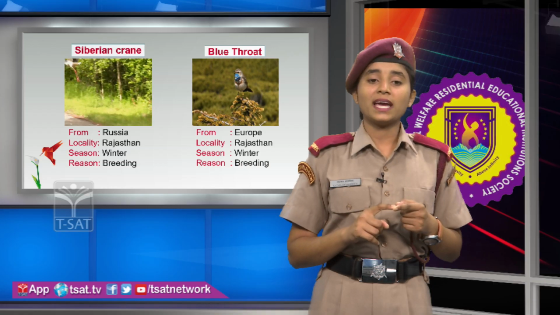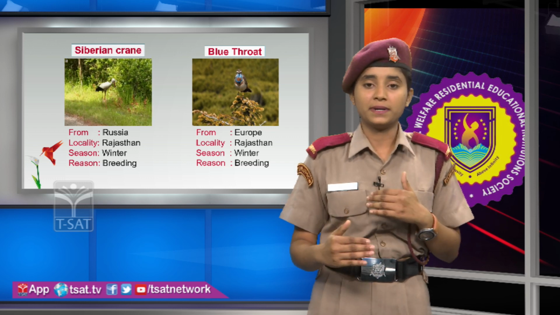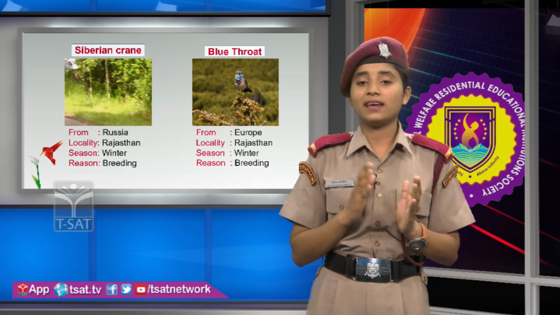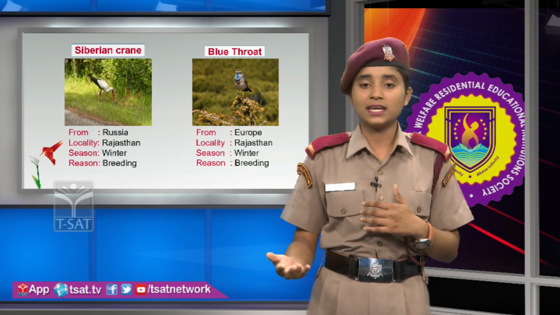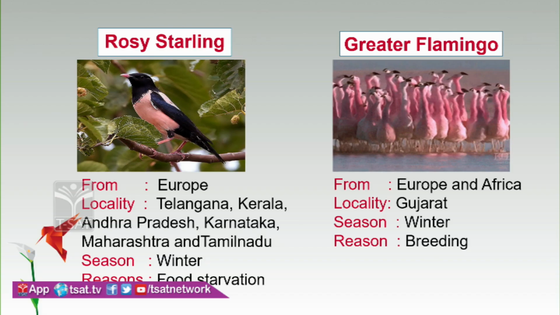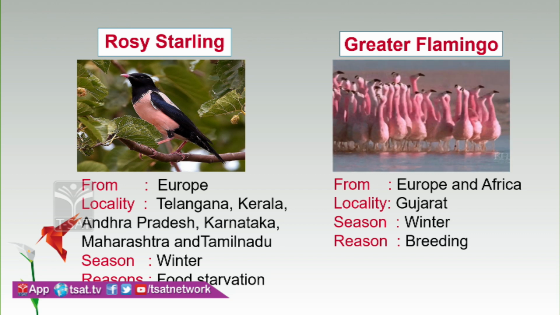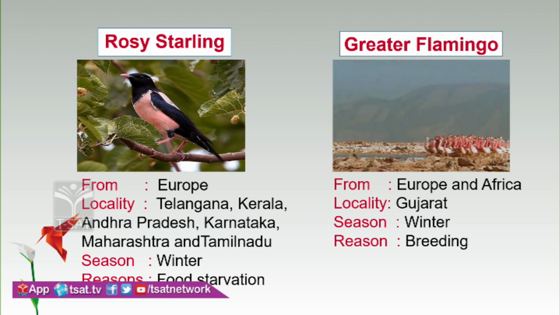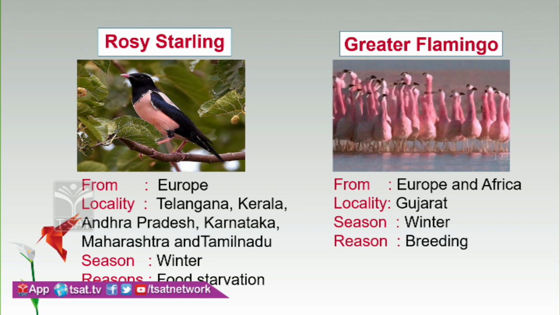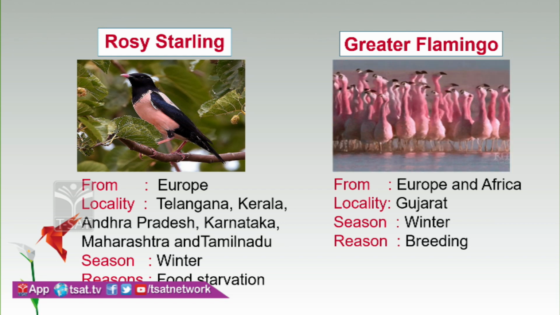The Siberian crane migrates from Russia to Rajasthan in our country in the winter season for breeding purposes. Bluethroat is a bird which migrates from Europe to Rajasthan in the winter season to increase its population. Rosy starling migrates from Europe to Telangana, Kerala, Maharashtra, Tamil Nadu, most states of our country in the winter season due to scarcity of food. Greater flamingo migrates from Europe and Africa to Gujarat in the winter season for breeding purposes. So these are some of the birds which migrate to our country.